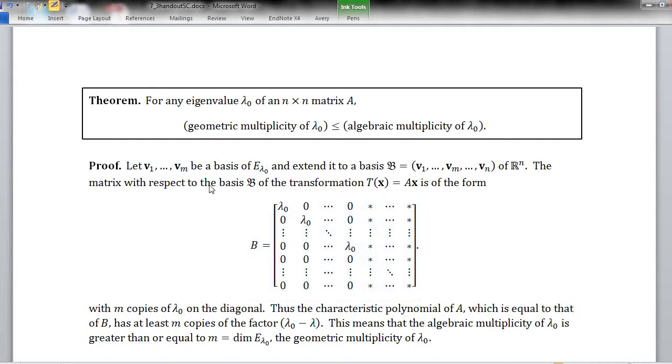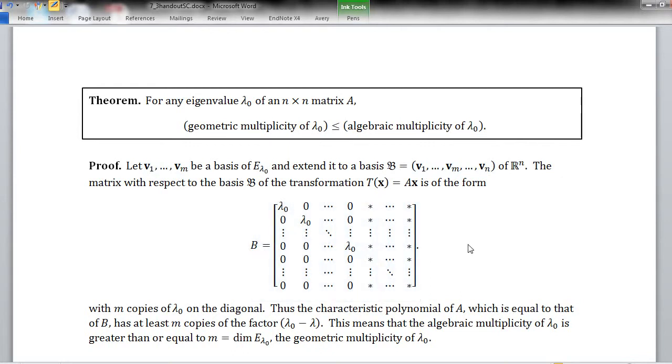And similar reasoning holds for the first m columns, right? T of Vi for each of these vectors is going to be lambda naught times Vi. And so the first m columns here look very nice. After that, we have these other vectors we added on. And who knows what happens to those, right? I'm not making any claim about exactly what these columns are here after the mth column. But this is enough information about that matrix to be able to say what we need to.